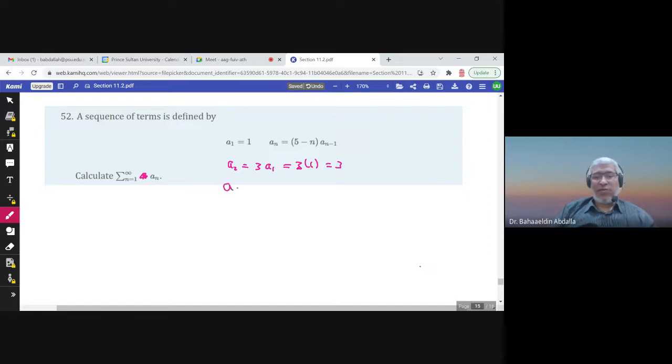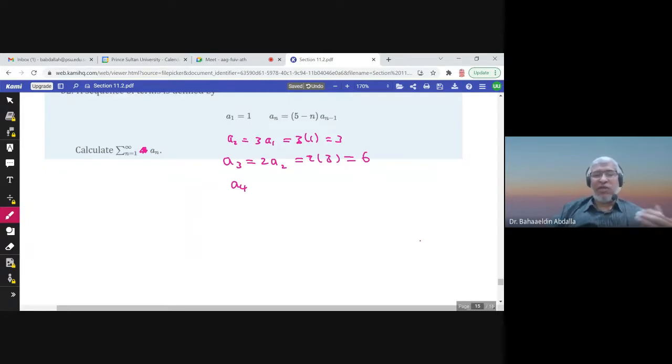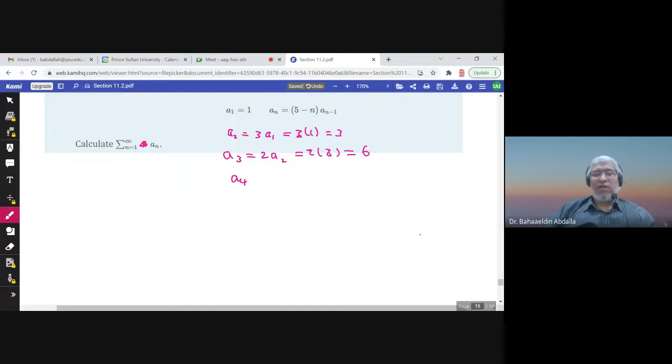How to find the third term? Well, the third term would be 5 minus 3, which is 2, times the second term, the previous term. So it's 2 times 3, because the second term is 3, and the third term is 6. Trying to understand this sequence. Let us find the fourth term. The fourth term, 5 minus 4, that's 1, times a3, the previous term. So it's 1 times 6, so it's 6. Now what about a5, the fifth term, 5 minus 5? Oh, that's 0, times the previous term, which is a4. So it's 0 times 6, so it's 0.